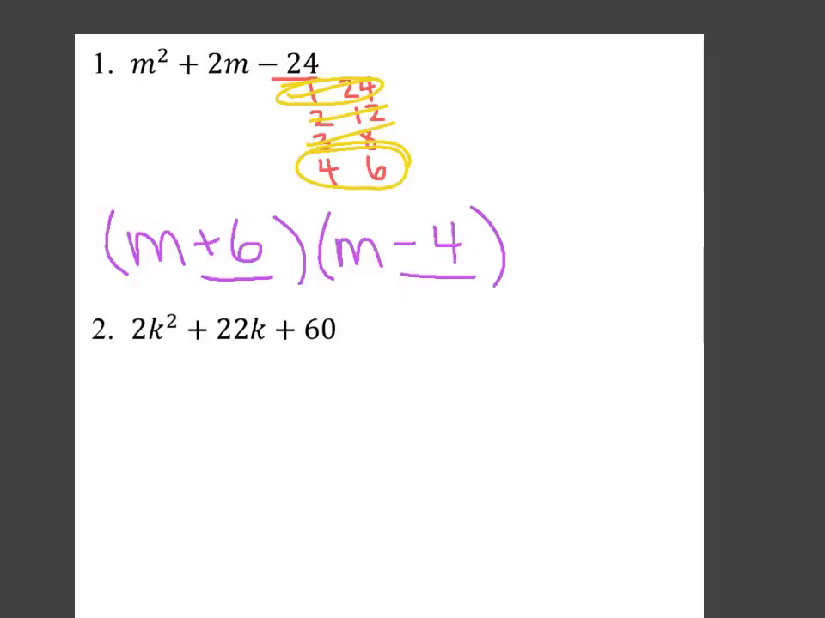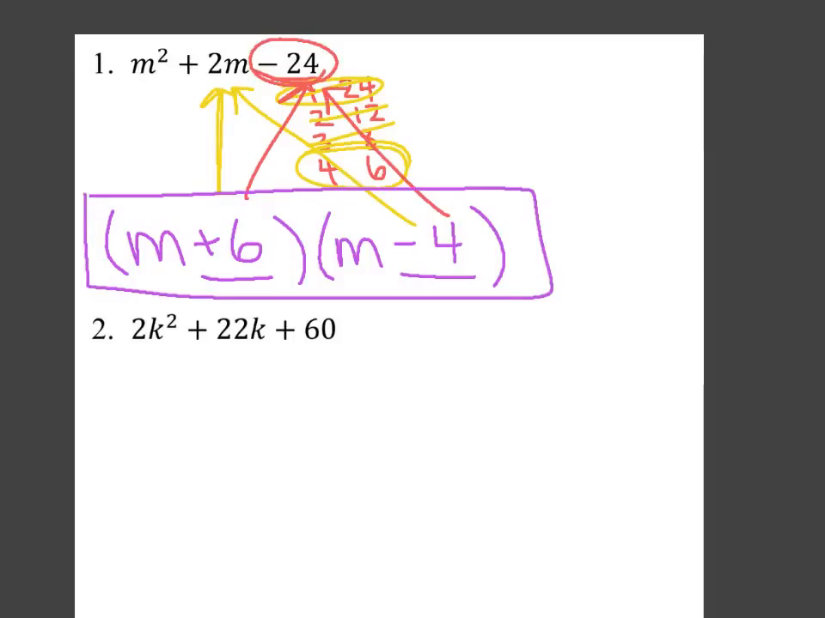But now I need to double check. Do these two numbers add to make the middle term? Well, 6 plus negative 4, yeah, that makes 2. Do these two numbers multiply to make the last term? 6 times negative 4 does make negative 24. So this would be my factored answer, m plus 6 times m minus 4.